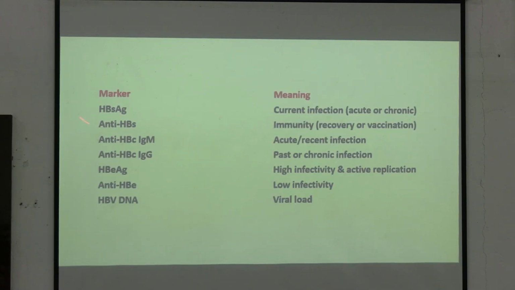So the markers for hepatitis B viral hepatitis: HBs antigen, current infection; anti-HBs, immunity; anti-HBc IgM, acute or recent; anti-HBc IgG means past or chronic infection. HBe antigen indicates high infectivity and active replication. Anti-HBe means low infectivity. HBeAg indicates viral load. So we estimate viral load by detection of HBV DNA.